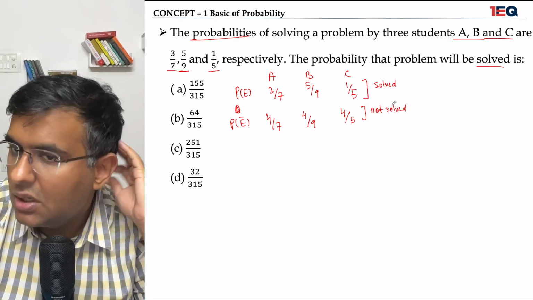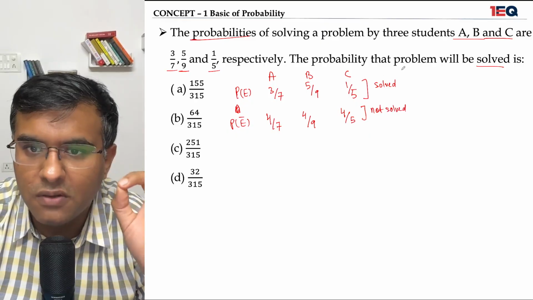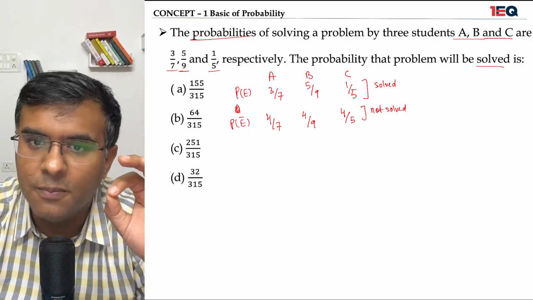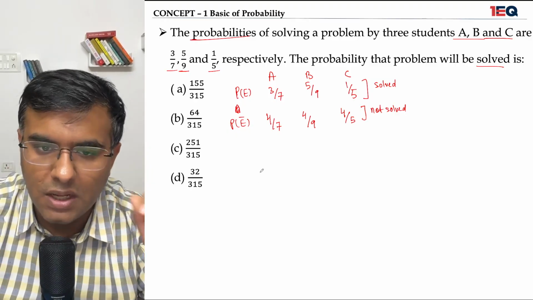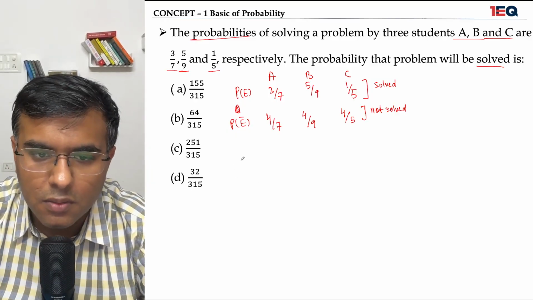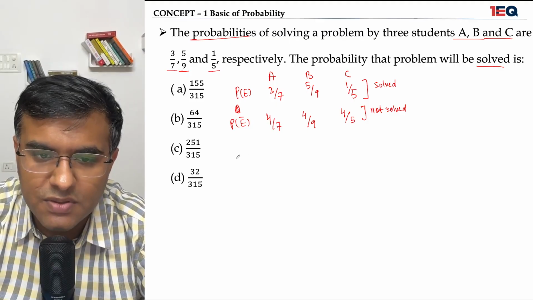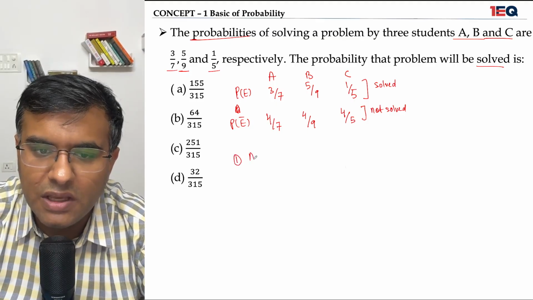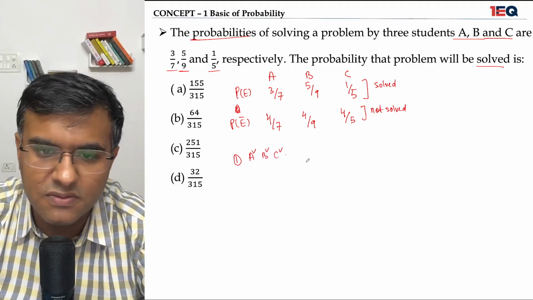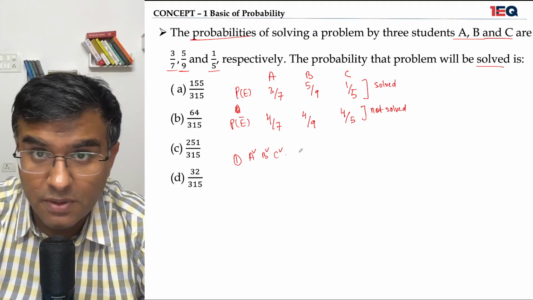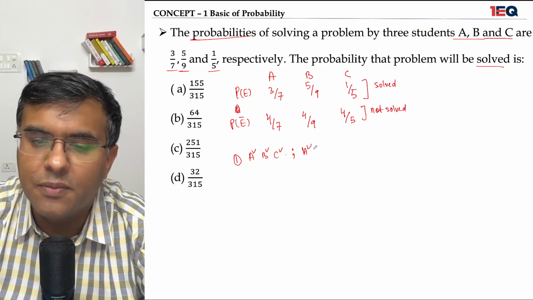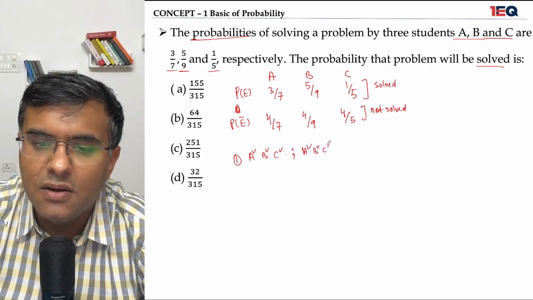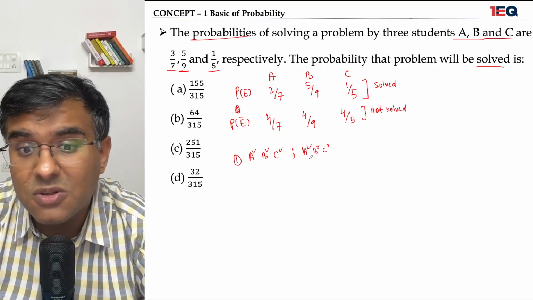So, I'll be talking about solving the question first. The probability that the question is solved. If I take this route, I'll show you. If I take this route that the problem is solved in the first case, A solves it, B solves it, and C solves it. In this way, the problem has been solved. But in the case that only A solves it and B and C don't solve it, this is also a favorable outcome of mine.